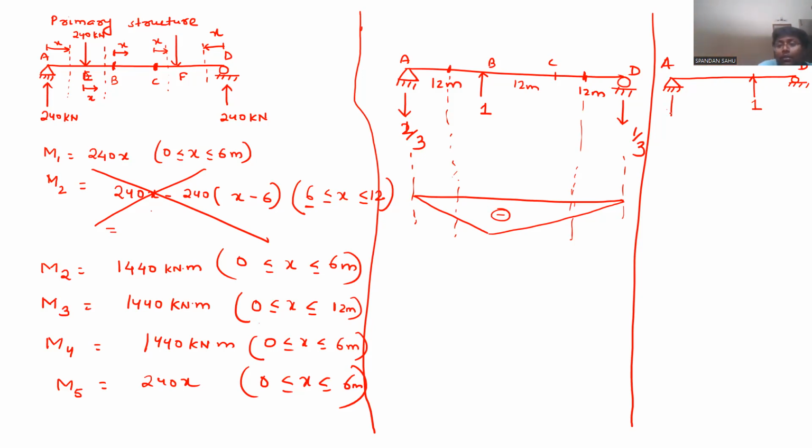So now you tell me, this will be 1/3, this will be 2/3, and your bending moment diagram will be like this. Now you tell me, if we are writing small m1 for this unit load at B, and this is the unit load at C.